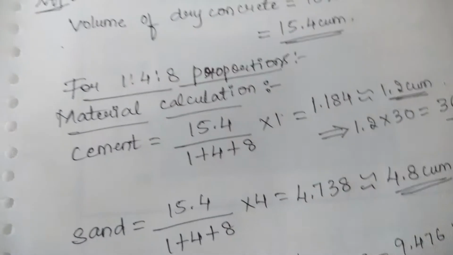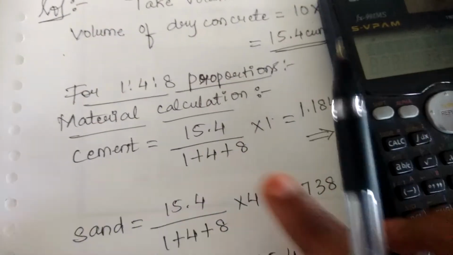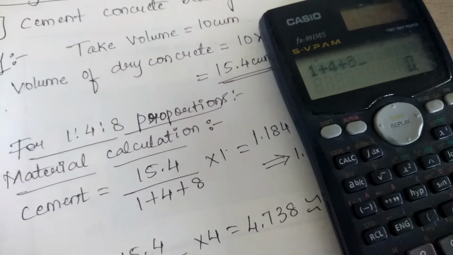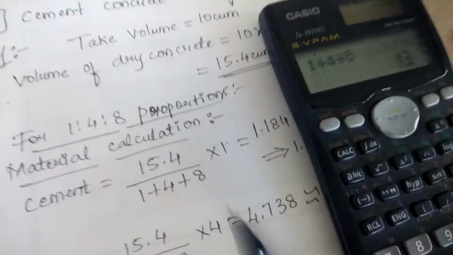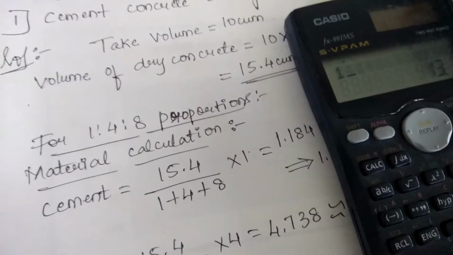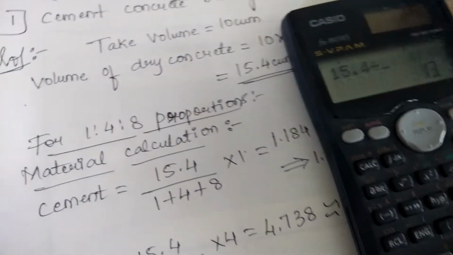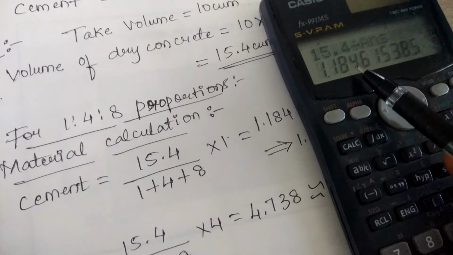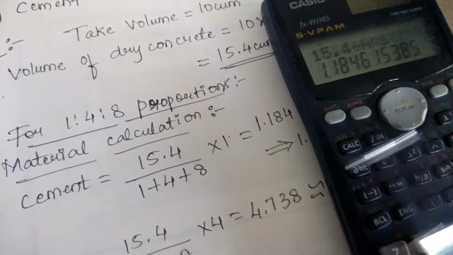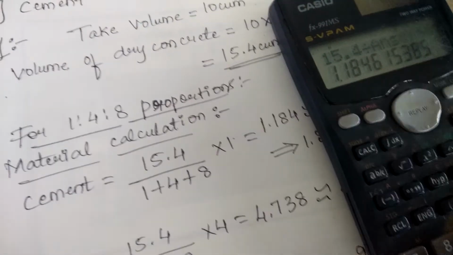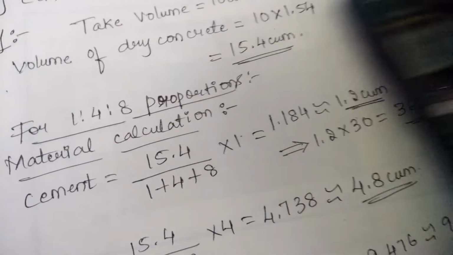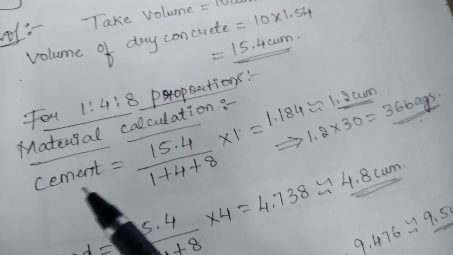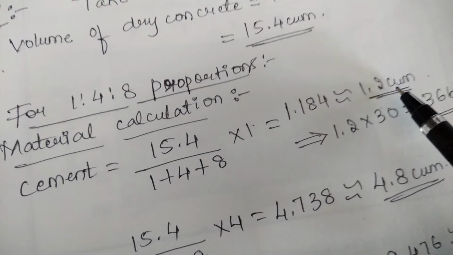Now let us simplify this. First add all the denominator values: 1 plus 4 plus 8, you get 13. Then 15.4 has to be divided by 13. 15.4 divided by 13 gives a value of 1.1846. That value has to be multiplied by 1, and on multiplying with 1 you get the same value. Here I am writing 1.184, and that value will be rounded to 1.2 meter cube. So the quantity of the cement is 1.2 meter cube.